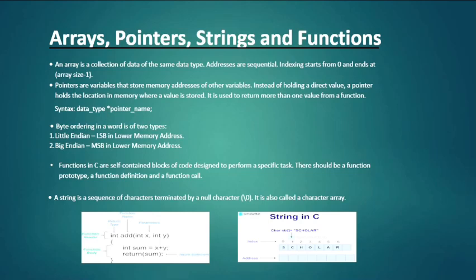Functions in C are self-contained blocks of code designed to perform a specific task. There should be a function prototype, a function definition, and a function call. A string is a sequence of characters terminated by a null character. It is also called a character array. So these are the arrays, pointers, and strings and functions in C.